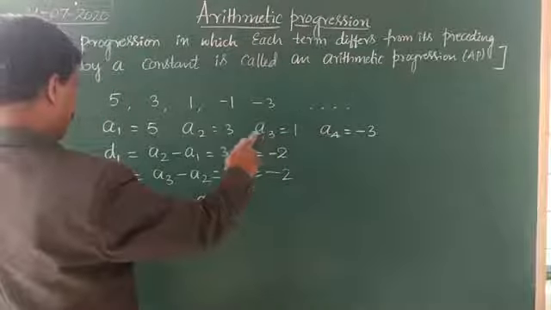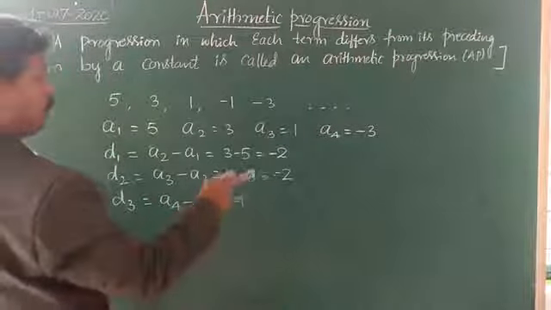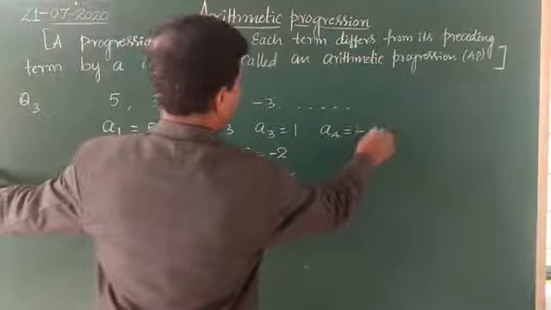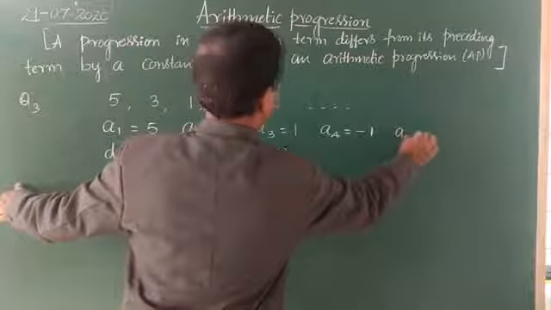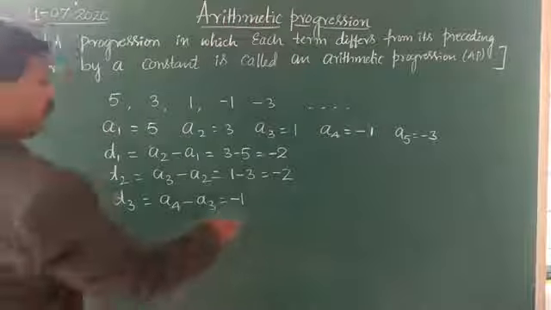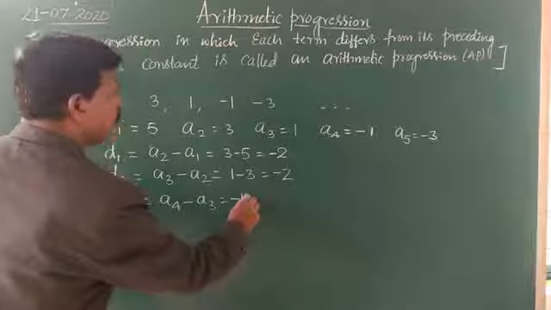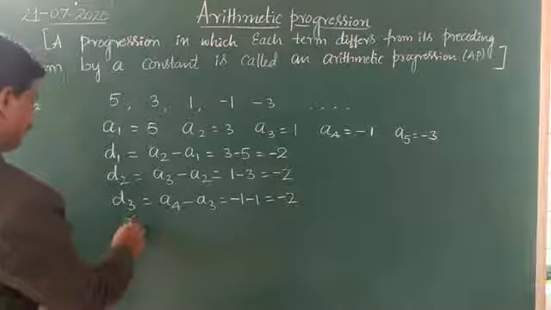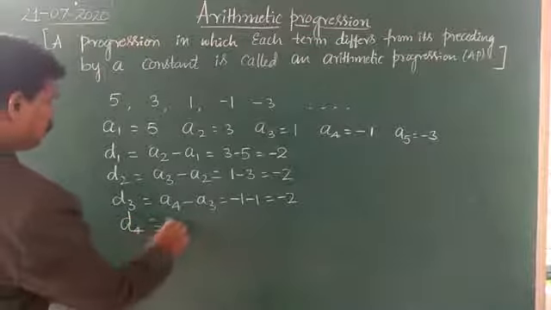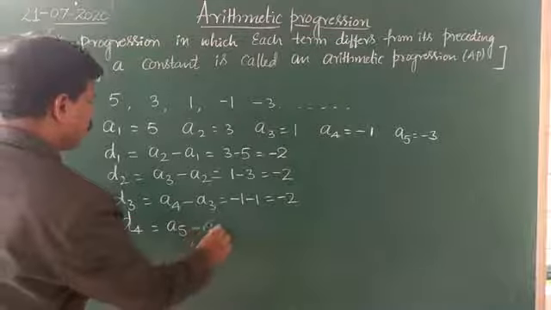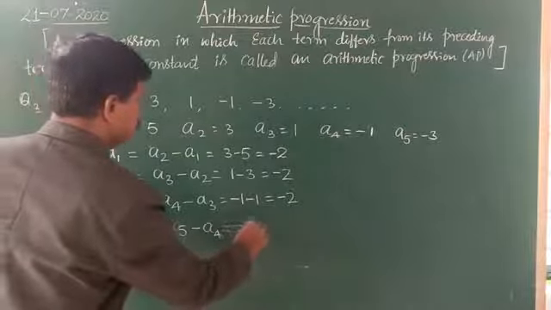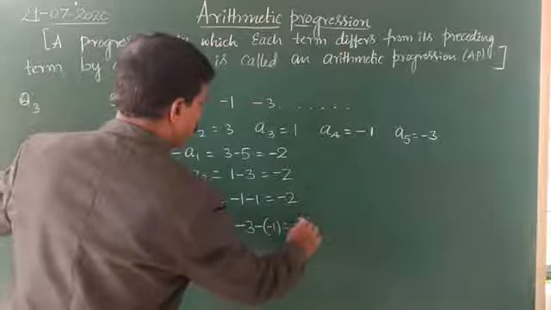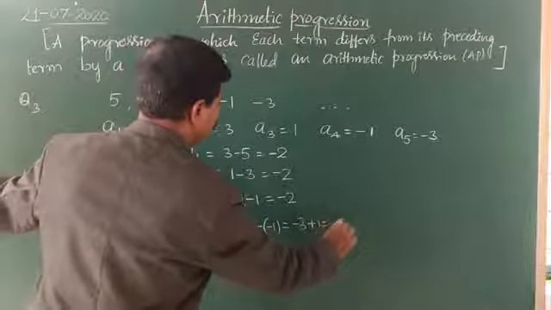A4 is minus 1, A3 is plus 1. So minus 1 minus 1 is minus 2. Then D4 is equal to A5 minus A4, that is minus 3 minus of minus 1, equals minus 3 plus 1, which is minus 2.